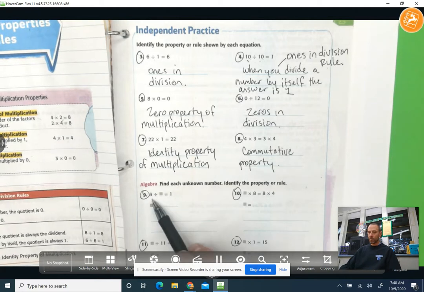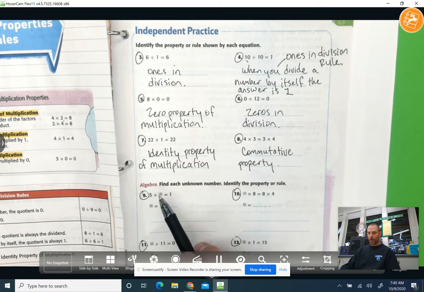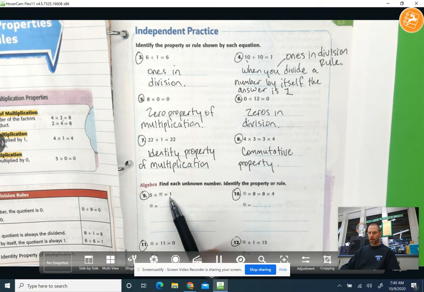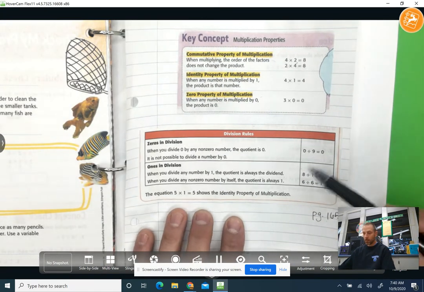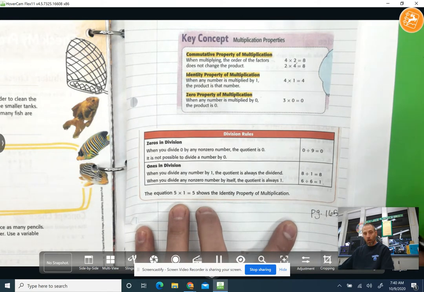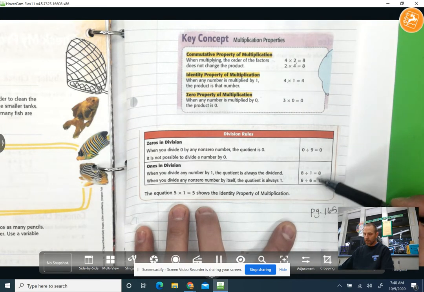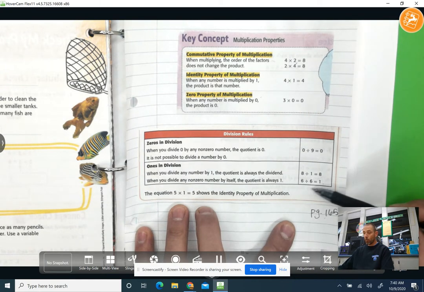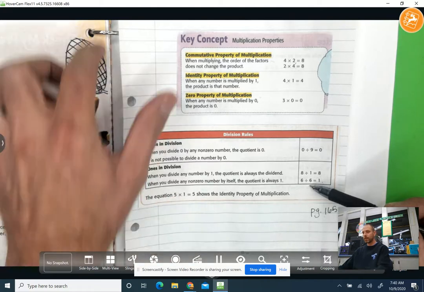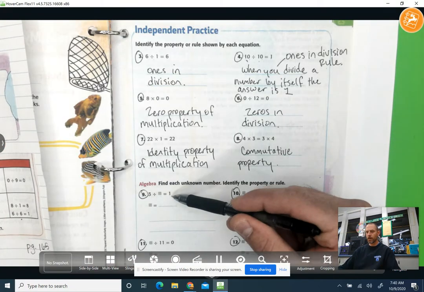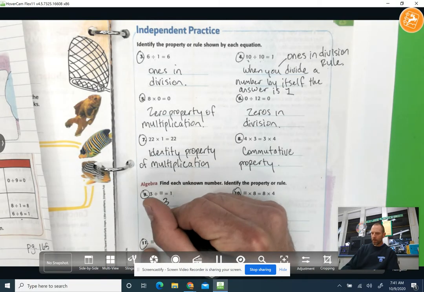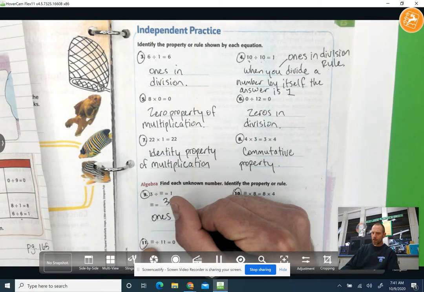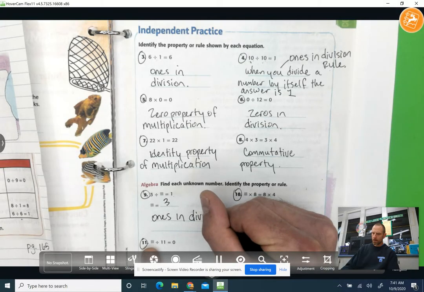All right, so here, back to number 9. What is it that we have to divide 3 by to make 1? And I'm looking for a division problem. It's got to have a 1 as an answer. And again, that is my only example of how to make a 1 when dividing. Divide it by itself. So I come up here to number 9. My missing number is 3, and we call that ones in division.